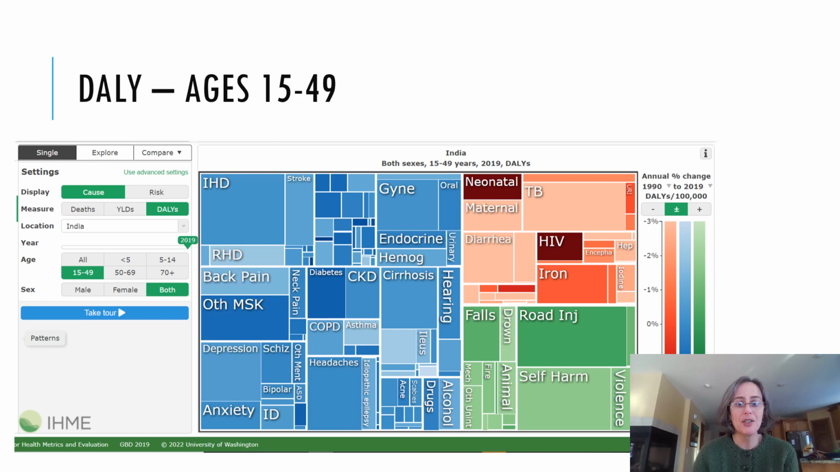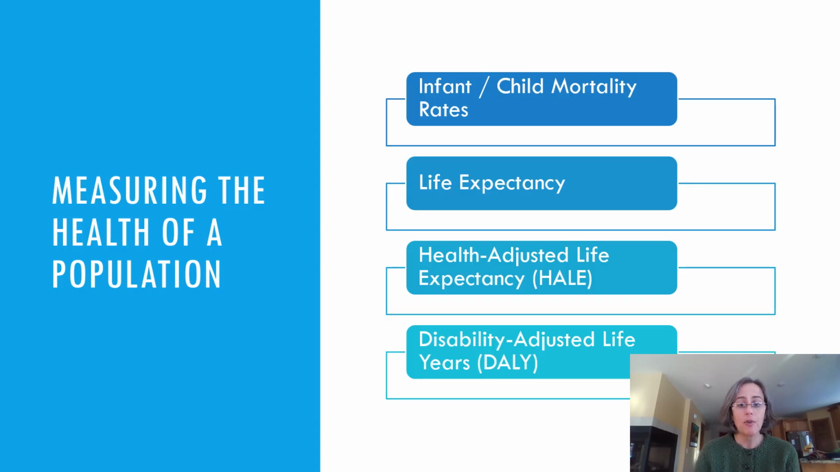So disability adjusted life years, a way to look at what is causing a decrease in people's quality of life. So for measuring the health of a population, the big numbers we're going to look at are infant and child mortality rates, overall life expectancy, health adjusted life expectancy, and then those disability adjusted life years. And those pieces of information can give us a lot of very nuanced and interesting information about the overall health of our population.